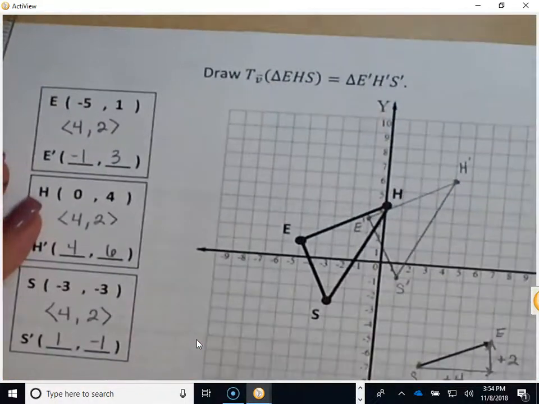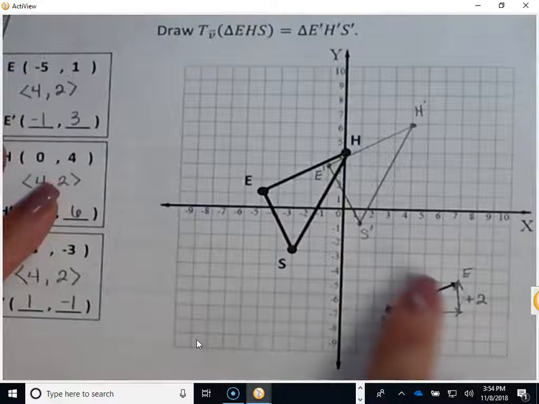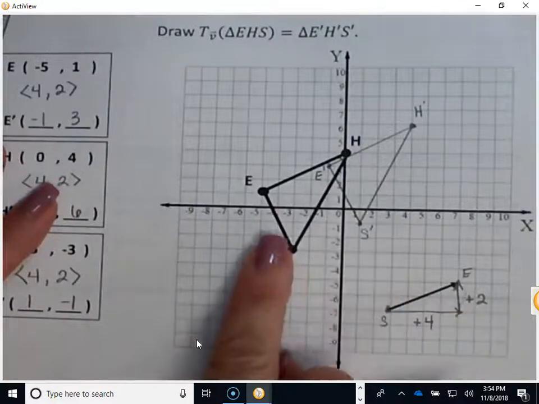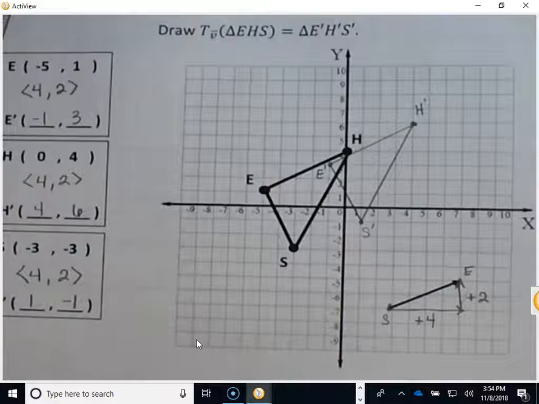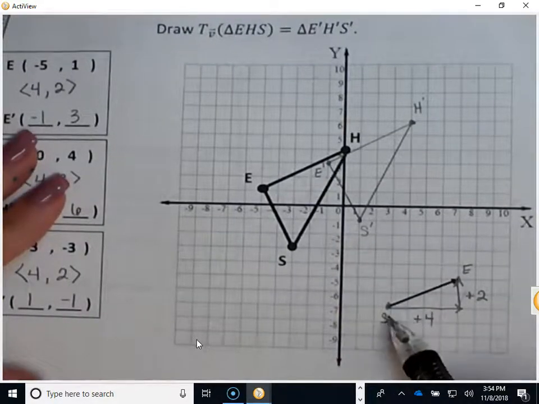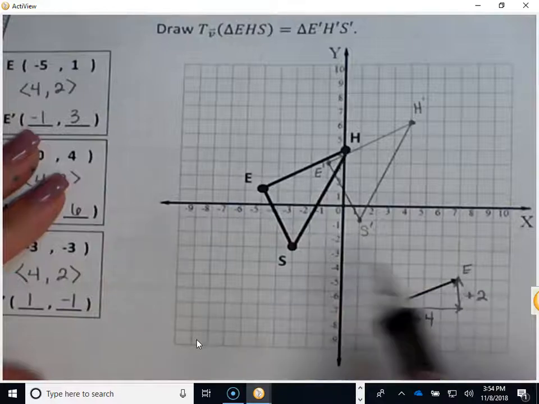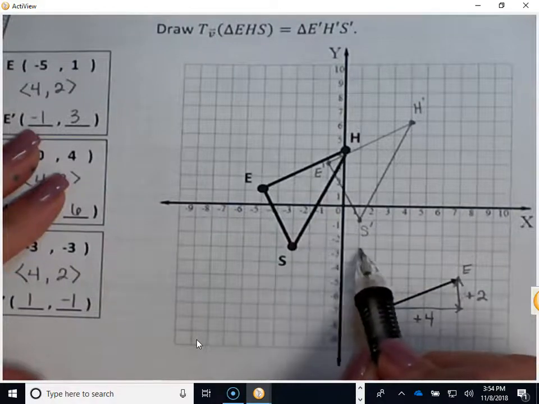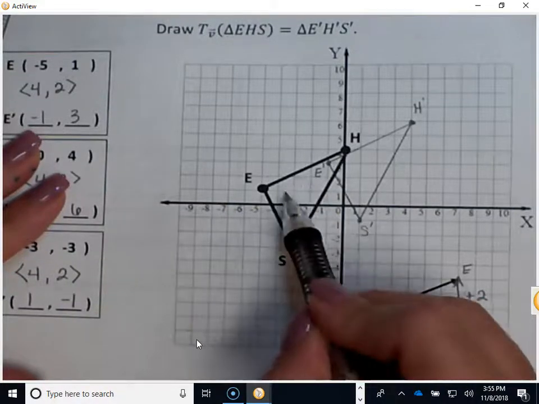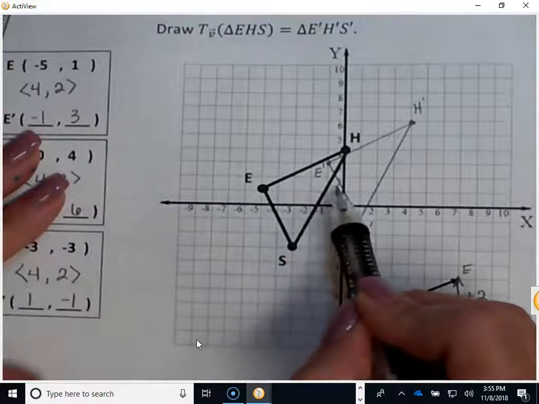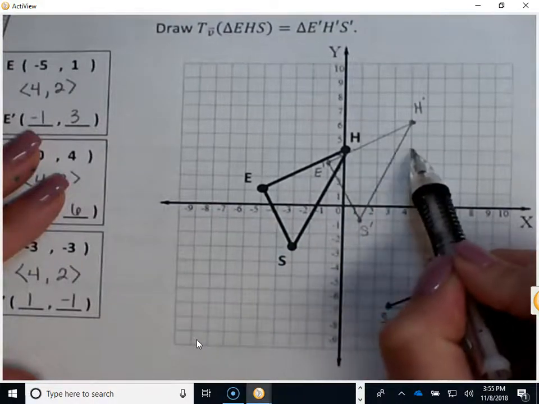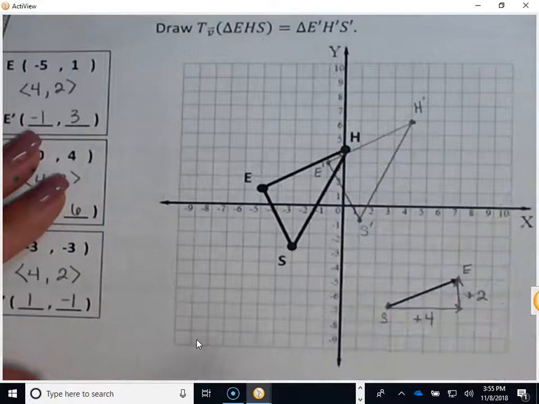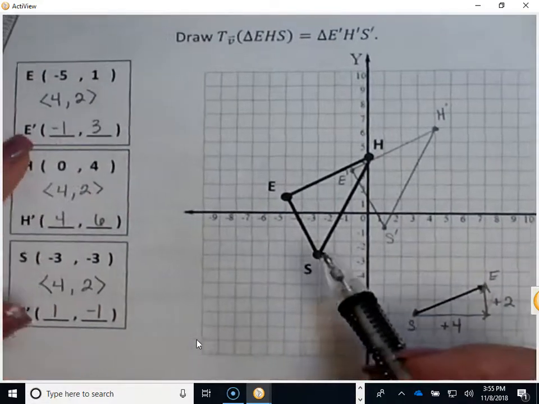And as you can see, looking at the arrow and looking at our pre-image to our image, we shifted it just that much and in that direction. Another way you could have gone about this was figuring out it's to the right 4, up 2. I could have just gone 1, 2, 3, 4, up 2. There's my S prime. For E, 1, 2, 3, 4, up 2. There's my E prime. For my H, 1, 2, 3, 4, up 2. There's my H prime. And then I could have figured out what those coordinates were and put them over here.